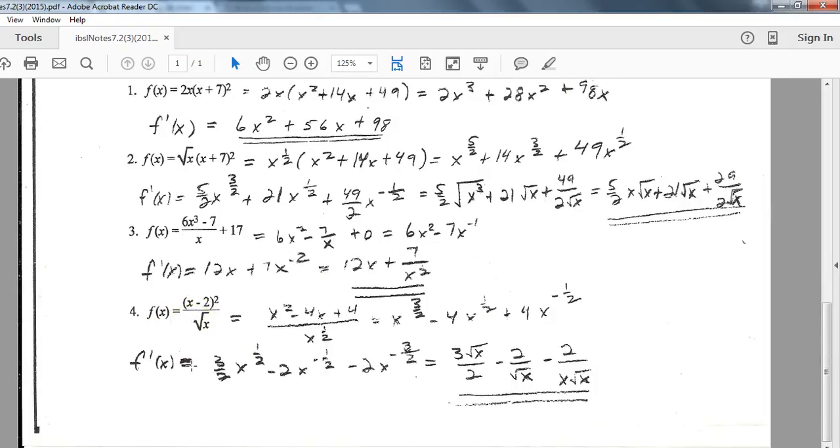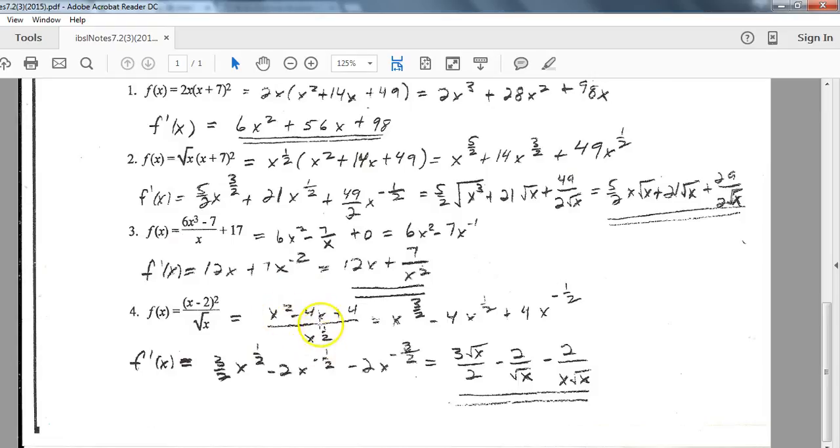Pretty similar example here for the last one on number 4. So again, you might want to pause the video and give this one a try on your own. But if you were to do this one here, we would expand the x minus 2. So that's going to give you this look here. Of course, on bottom, you don't want the radical, you want the fraction exponent.